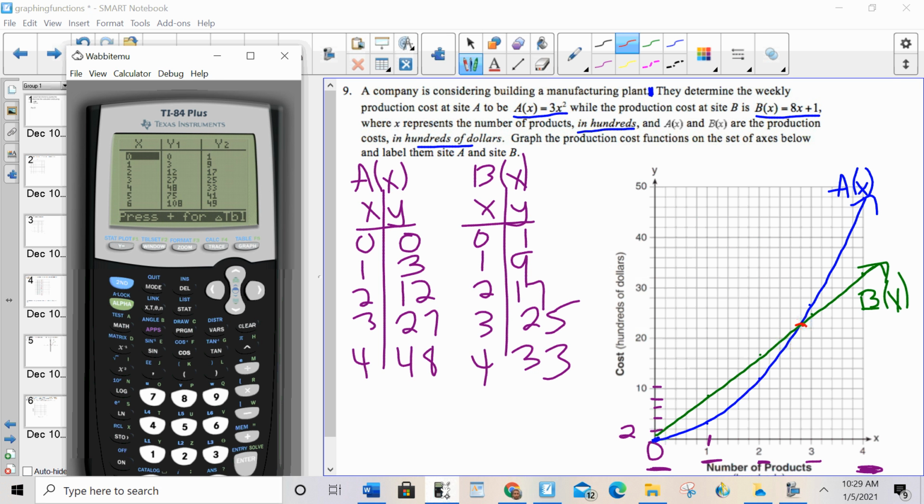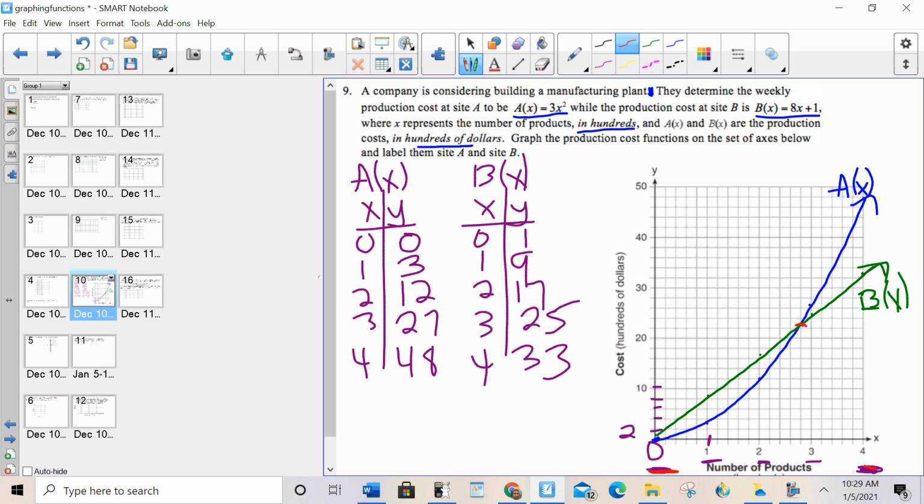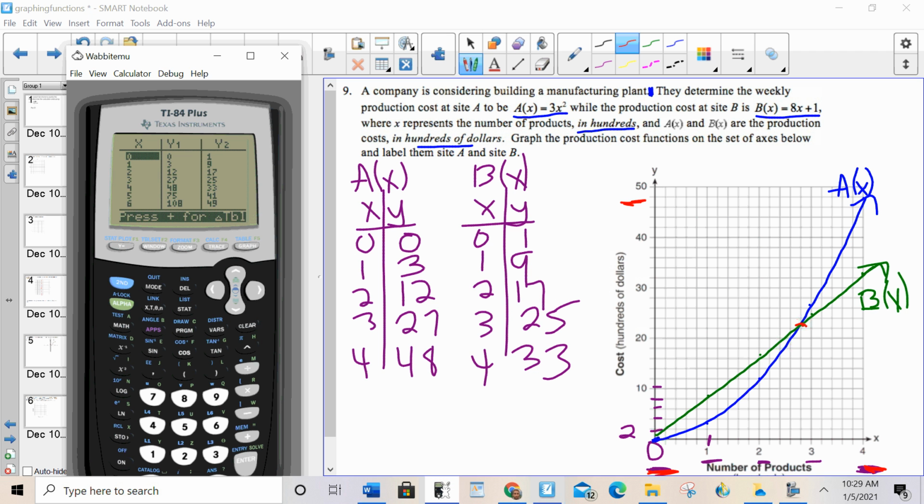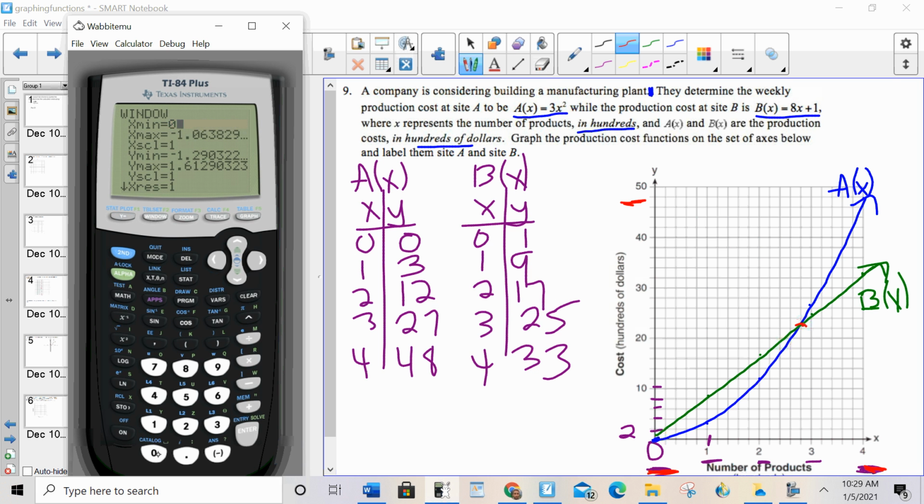Now, normally we go to zoom 6 and adjust the window, but I do have to adjust the window, and it's really easy because I know that my x's are going from 0 to 4 and my y's are going from 0 to 50. So I'm just going to go to my window and have my x's go from 0 to 4, and my y's go from 0 to 50. That way it'll give me the same picture that I have there.